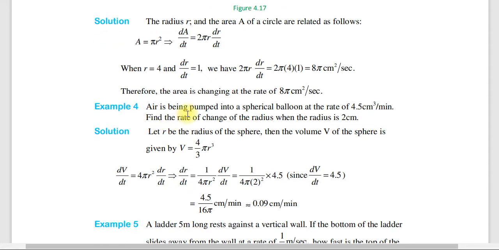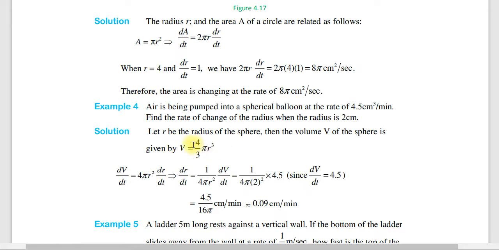Another example: air is being pumped into a spherical balloon at the rate of 4.5 cm cube per minute. Find the rate of change of radius when the radius is 2 cm. Let r be the radius of the sphere. Then the volume V of the sphere is given by V is equal to 4 over 3 pi r cube.